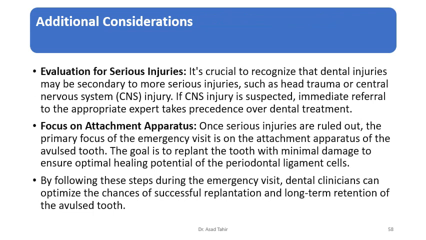Additional considerations. Evaluation for serious injuries. It's crucial to recognize that dental injuries may be secondary to more serious injuries, such as head trauma or central nervous system, CNS, injury. If CNS injury is suspected, immediate referral to the appropriate expert takes precedence over dental treatment. Focus on attachment apparatus. Once serious injuries are ruled out, the primary focus of the emergency visit is on the attachment apparatus of the avulsed tooth. The goal is to replant the tooth with minimal damage to ensure optimal healing potential of the periodontal ligament cells. By following these steps during the emergency visit, dental clinicians can optimize the chances of successful replantation and long-term retention of the avulsed tooth.